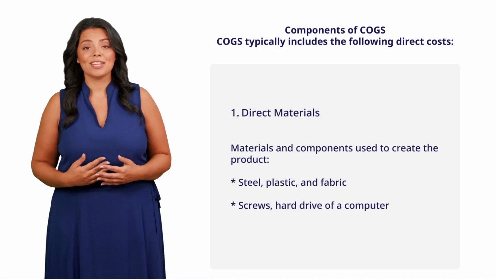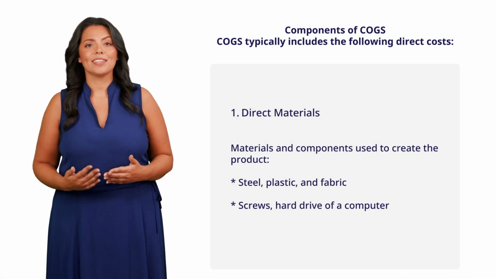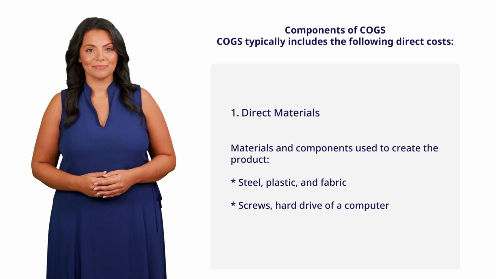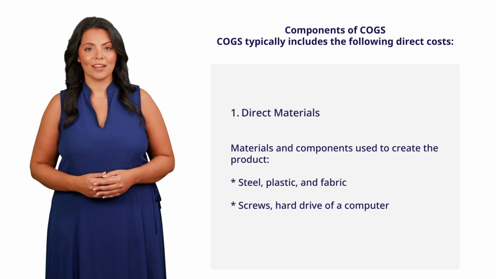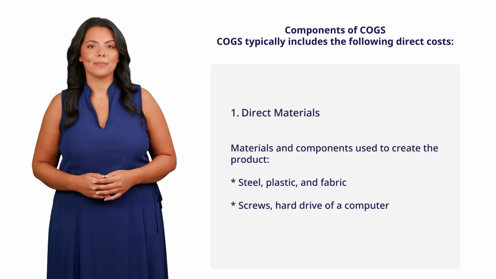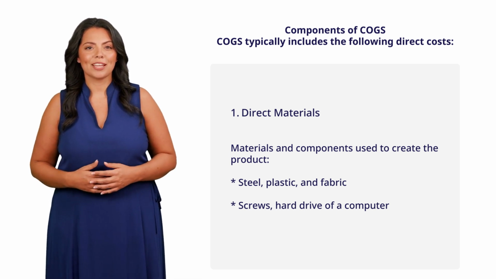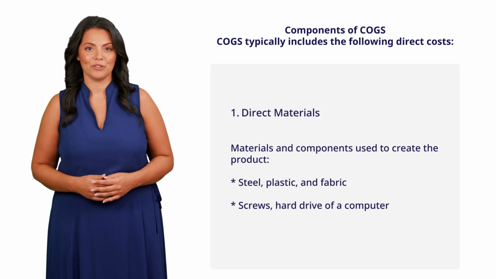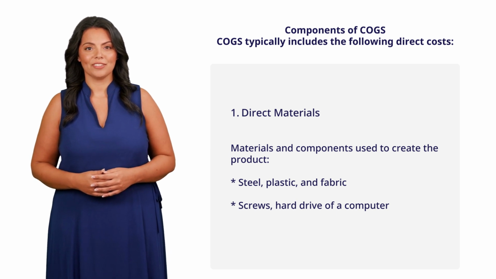First, let us look at direct materials. These are the raw materials or components used to create the product. For example, in manufacturing, it could be materials such as steel, plastic, and fabric used to make a finished good. Or the components could be the screws or the hard drive to build computers.